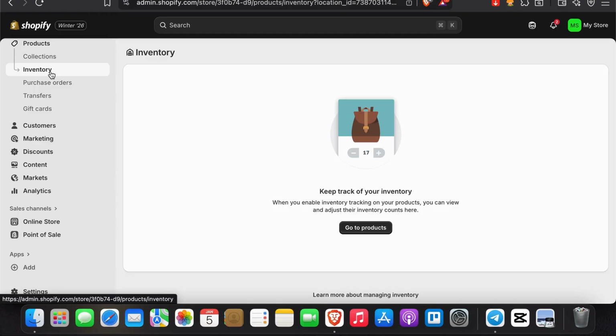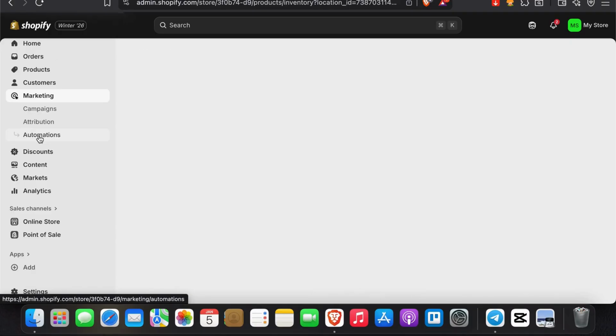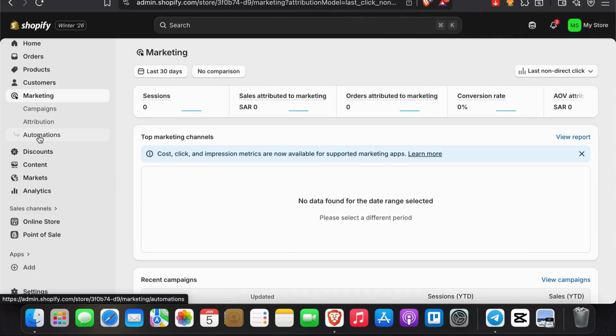Avoid these: scaling unprofitable ads, ignoring refund rate, over-discounting, chasing revenue screenshots, copying competitors blindly. Profit is quiet but powerful.